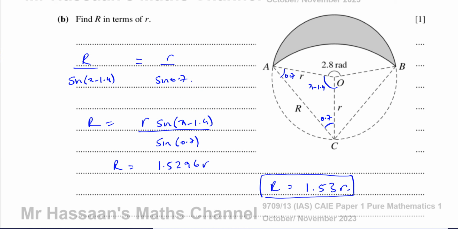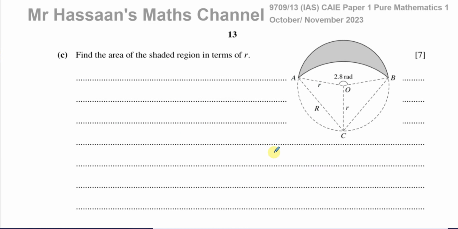Now for part C. It says find the area of the shaded region in terms of R. This one's slightly more challenging. It's actually given 7 marks here. All right. So what we've got to understand is we have some shapes here. We have to find the shaded region, which is the area between those two arcs. Okay, between those two arcs.